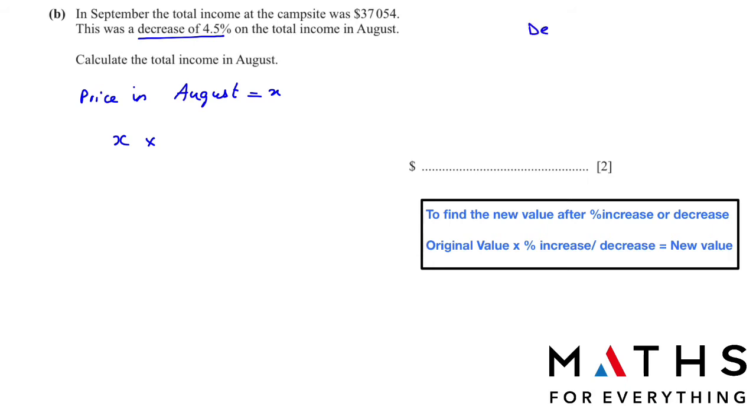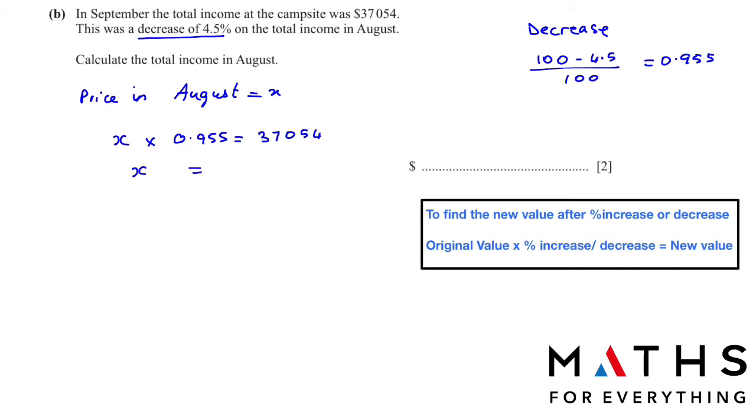If it is a decrease, from 100 you subtract whatever the rate is given to you and divide by 100. This will give you 0.955. When you multiply this with the original, you get the new value, which is 37,054. Suppose you had an increase here, you would just put a plus. So it's a very easy question.